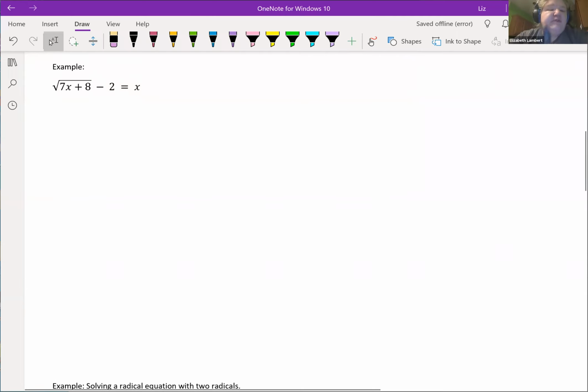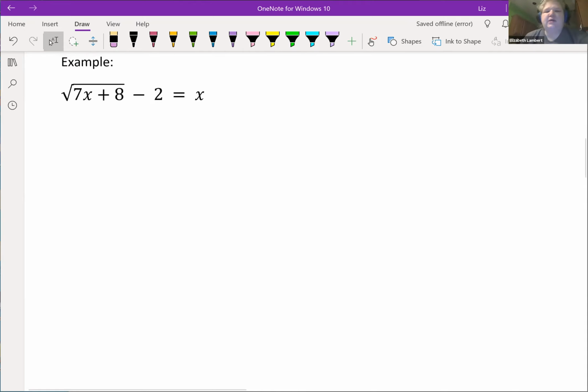We have the lovely square root of 7x plus 8, then a minus 2 on the outside, and this is equal to just x. So I'm going to zoom in a little bit because y'all know my handwriting's huge. So first step is, I know it's a square root. I know we want to square both sides. Before we square both sides, we need the square root by itself. If I squared this right now, this would be an ugly FOIL with the square root and the minus 2. You don't want to do that if you don't have to.